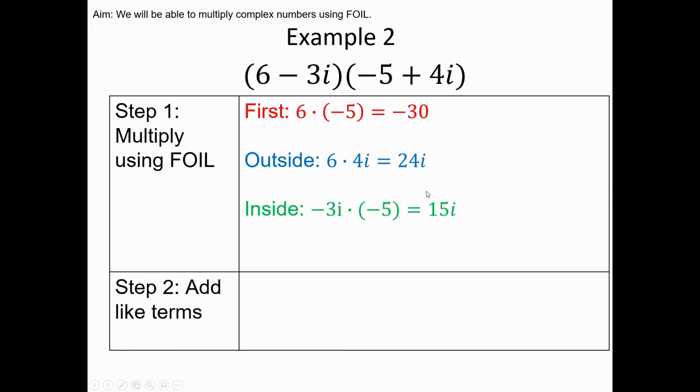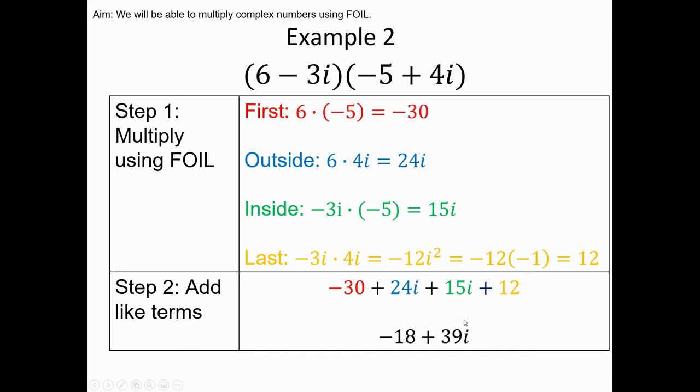And then the last terms are the trickiest. -3i and 4i. -3 times 4 is -12. But then we have i squared, because i times i is i squared. Remember, guys, pause for a second. What is i squared the same thing as? That's right, it's -1. -12 times -1 is a +12. So now we can take our 4 results and put them in a list right here: -30, 24i, 15i, and 12.